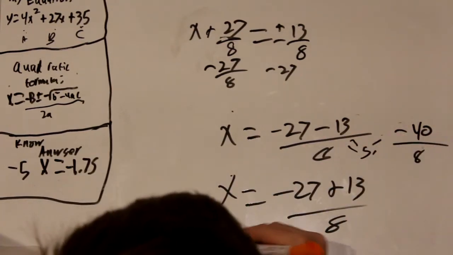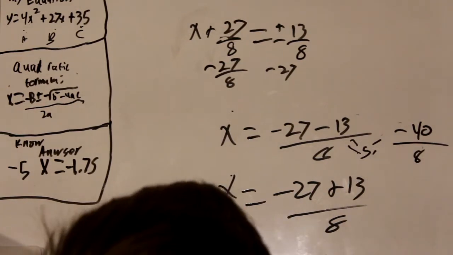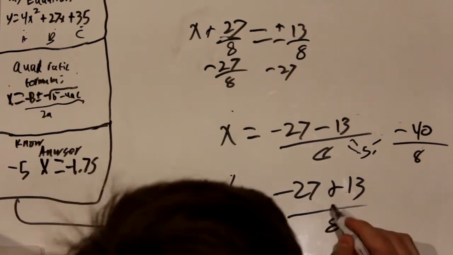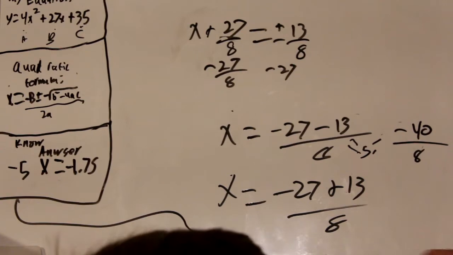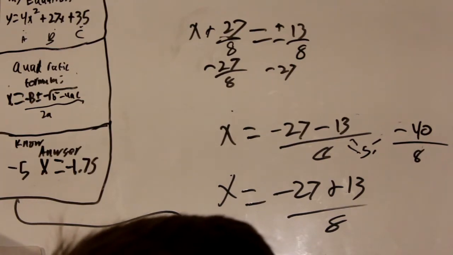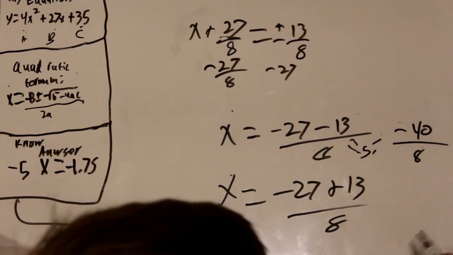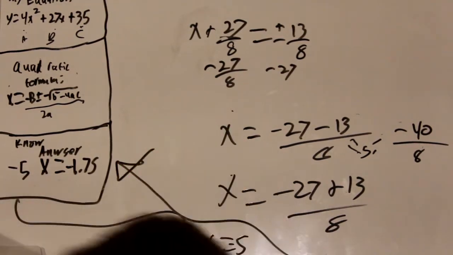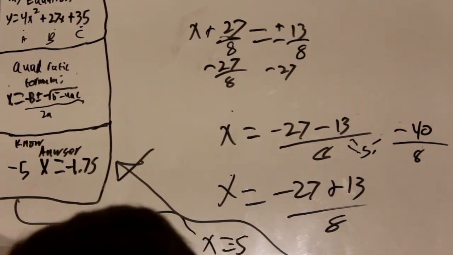So x, again, equals, well, I guess it's negative 5, equals negative 5, which matches up there. Down here, negative 27 plus 13 is negative 14. Also carry the 8. Negative 14 divided by 8 is negative 1.75. Also found right there. We still have our answers from the previous problem.